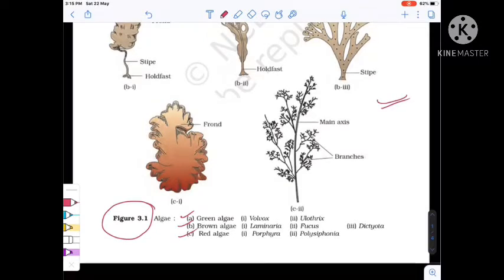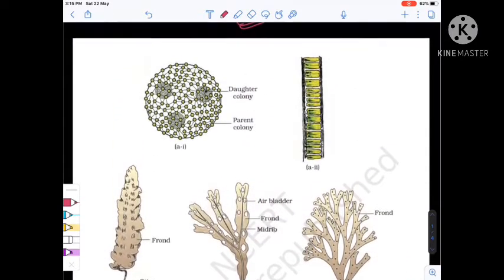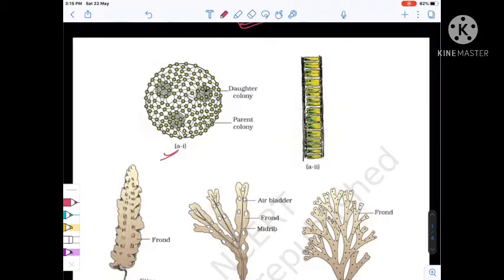So what happens in case of algae? The diagrams of algae are as important as the examples of algae. This is the diagram of Volvox, a coloniform alga, an example of the green algae. Here the identification is very important. This is the parent colony and this is the daughter colony. If this is the whole Volvox, then this is the parent colony and this structure is the daughter colony.